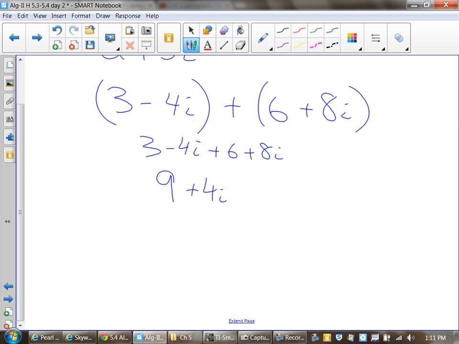What is the name of this section? Complex numbers. It's 5-4. It's still the same complex numbers, or you can call it integer numbers for now.